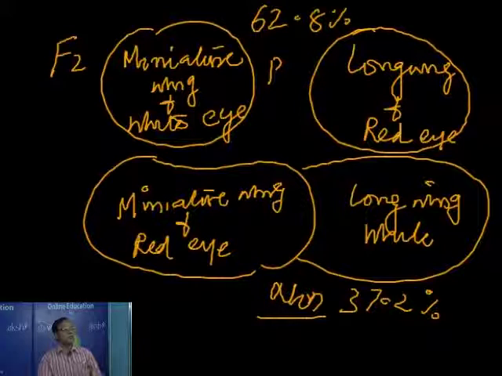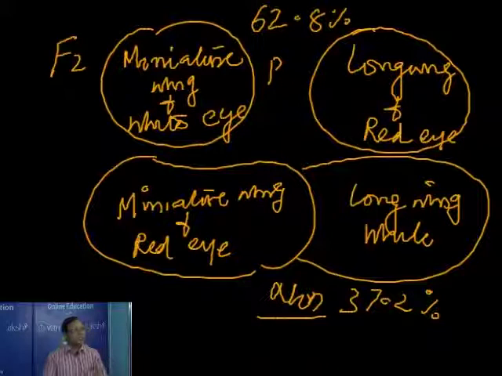In the first case, the white eye color and the yellow body color, simply we can say the body color and eye color genes are tightly linked. They show normally lesser frequency. In this case, the wing size and eye color genes are present on the same chromosome, but they are not tightly linked, they are loosely linked. That is why they show an increased percentage of recombination.